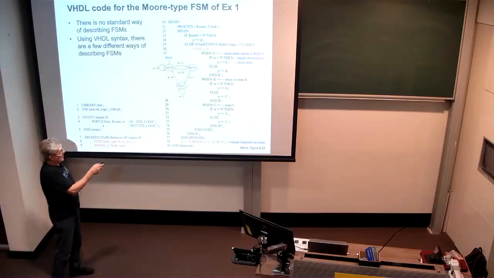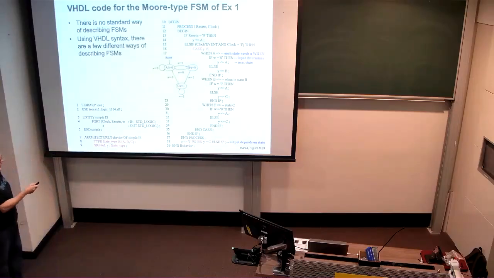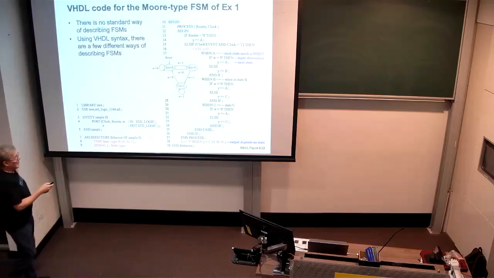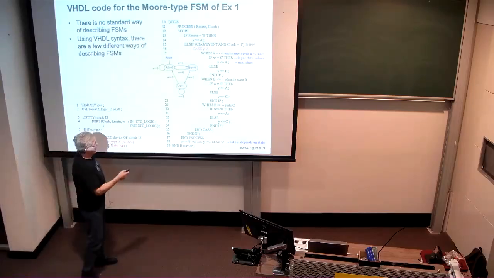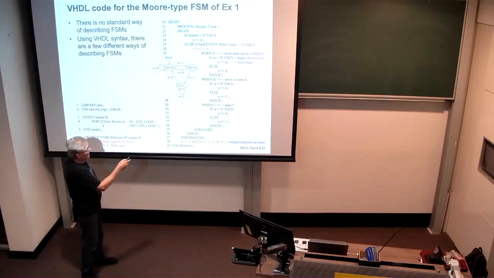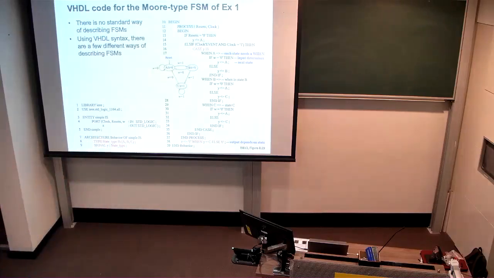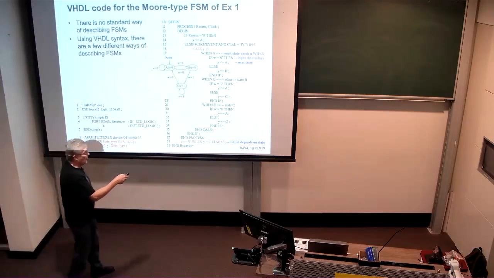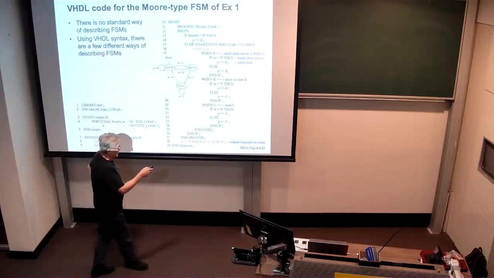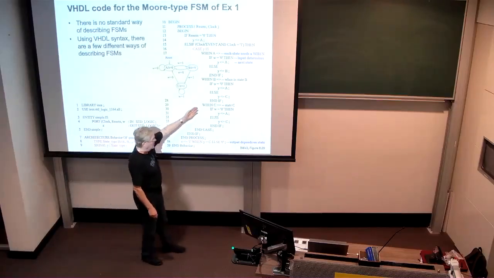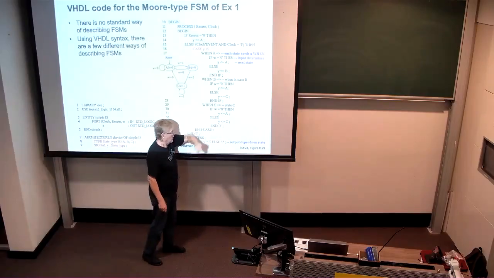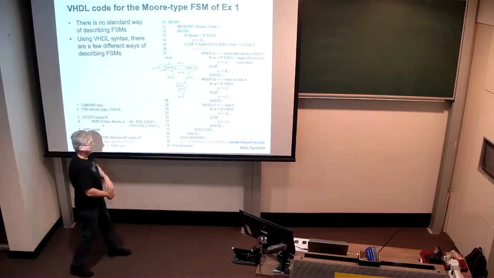Otherwise, if there's a rising clock edge, if clock'event and clock equals 1, then depending upon the current state, y, we're going to do a number of different things. If we're in state A, if the input is 0, then we're going to stay in state A. Otherwise, enter state B on that rising clock edge. Similarly, if we're in state B and we get a 0, we return to state A. But if we get a 1, we'll enter state C. And in state C, if we see a 0, we'll go into state A. Otherwise, we'll stay in state C. All right?